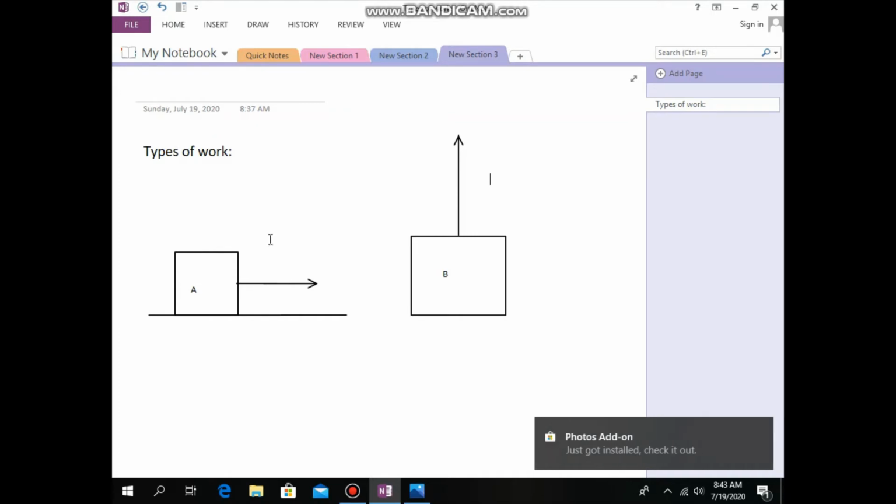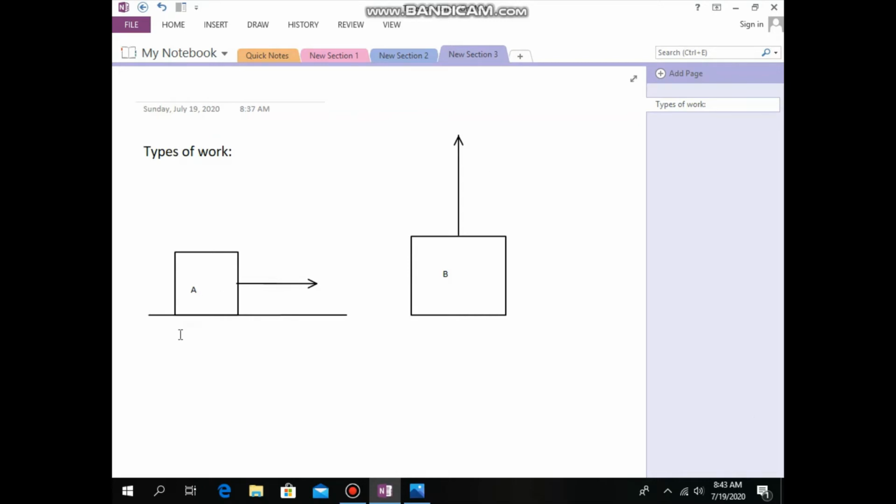In the first case, we are applying force against friction. Why am I saying this? Because while we try to pull the object, friction tends to oppose us, and there is a certain amount of friction between the ground and the box. If you are able to apply a sufficient amount of force, only then you can pull this box forward.